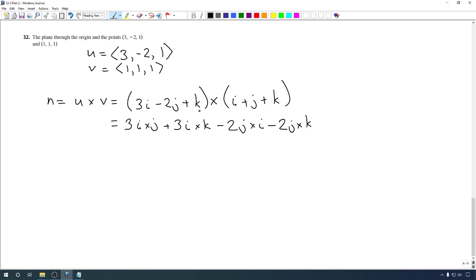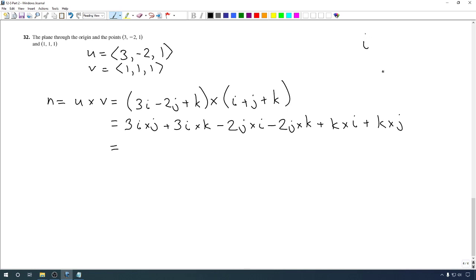I move on to k. So I'm going to have ki, kj, and then kk goes away. So plus k cross with i plus k crossed with j. And I'm going to have to simplify this.